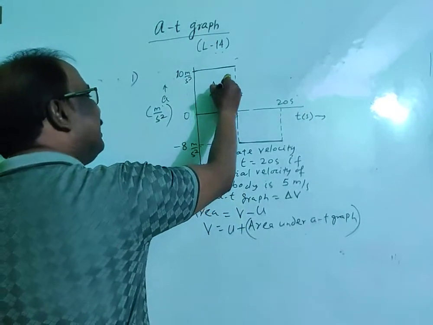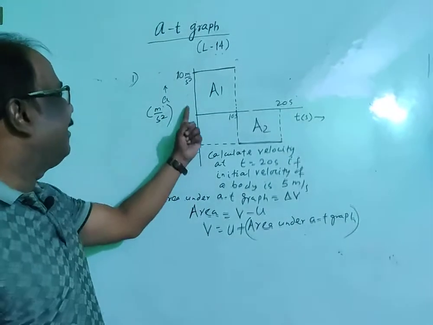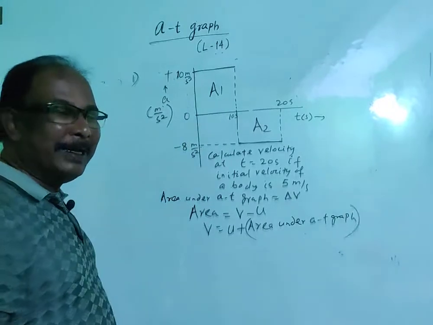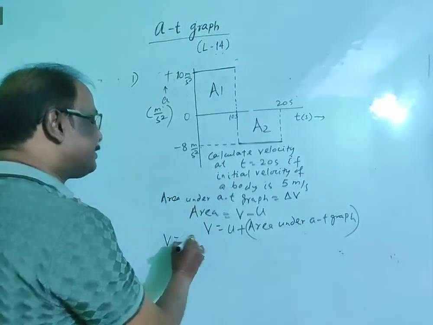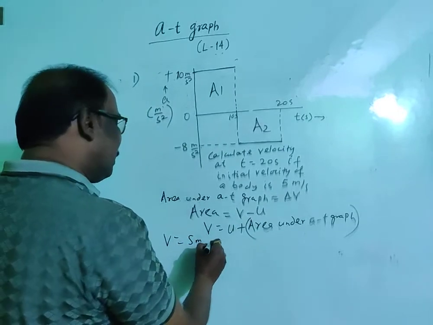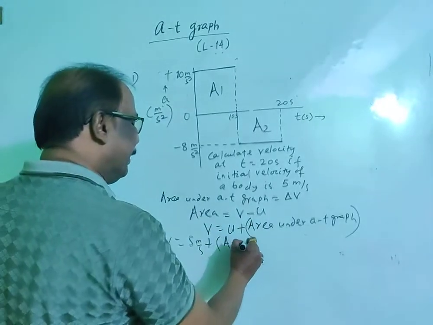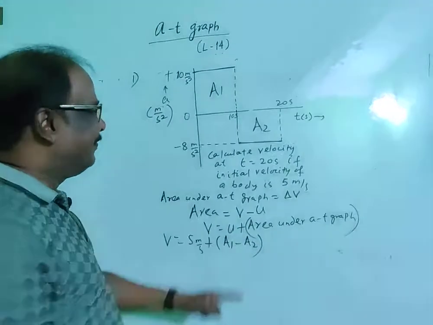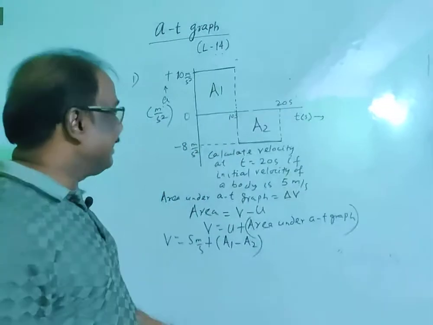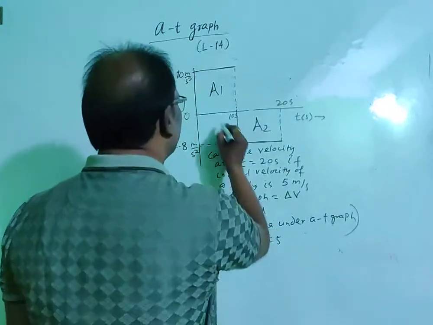Say this area is A1, this area is A2. Again, acceleration is a vector quantity, positive plus, and this is negative minus. Then how can you calculate the final velocity? The initial velocity is 5 meter per second. Then the area under the graph is A1 minus A2, because this is for minus 8 meter per second square. This is positive, this is negative, and here this is 5.